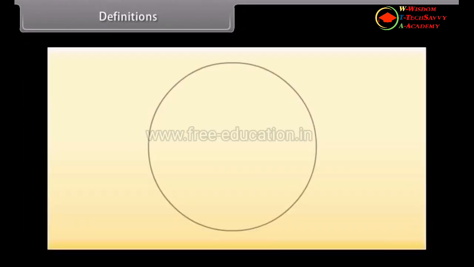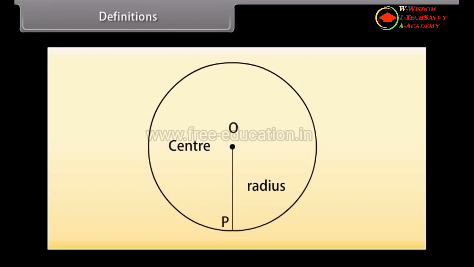Definition. Look at this circle, and now look at this dot in the circle. This is a fixed point and is called the center of a circle. We can make a radius with this point. Radius is the line from the center of a circle to a point on the circle. In this figure, OP is the radius.